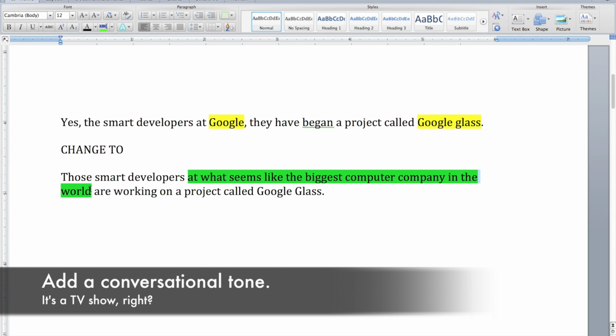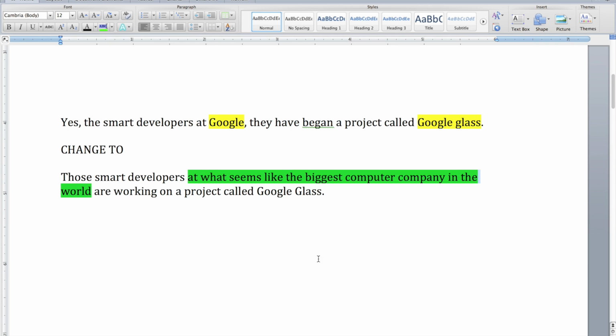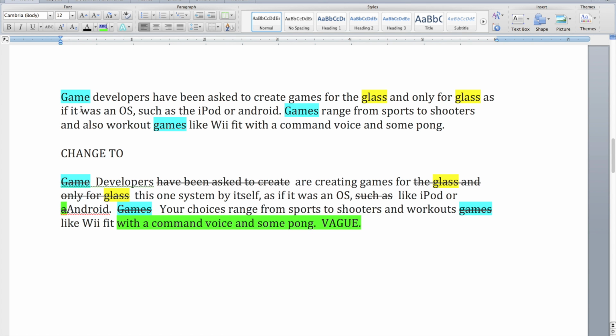Maybe kind of wacky in your English class, but in media where you're talking to the camera, it makes it more conversational, and you don't use Google twice. You don't need to tell us that Google is making Google Glass, because the name of the company is in the product. In this little bitty bit, it looks like two sentences.